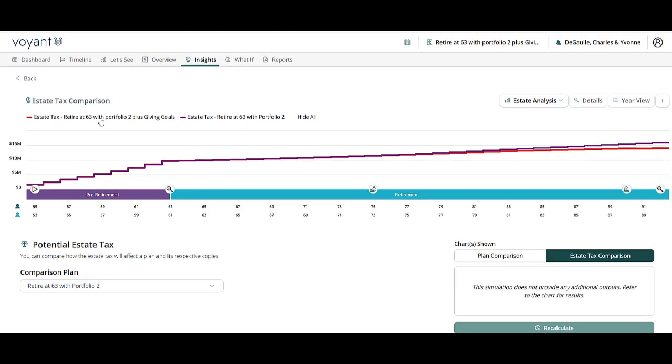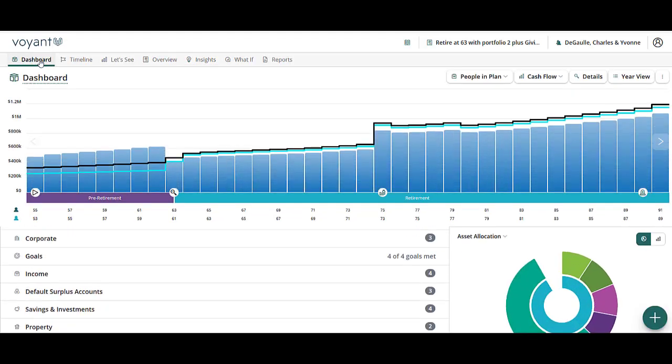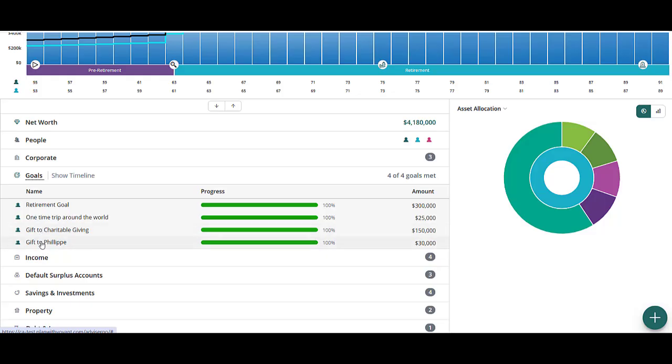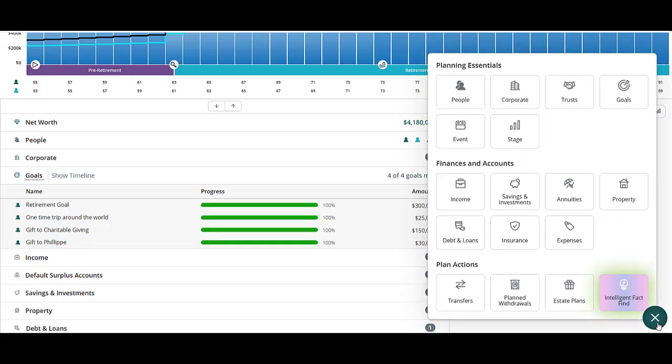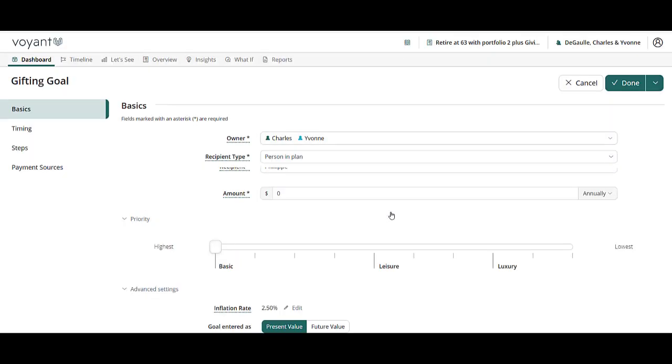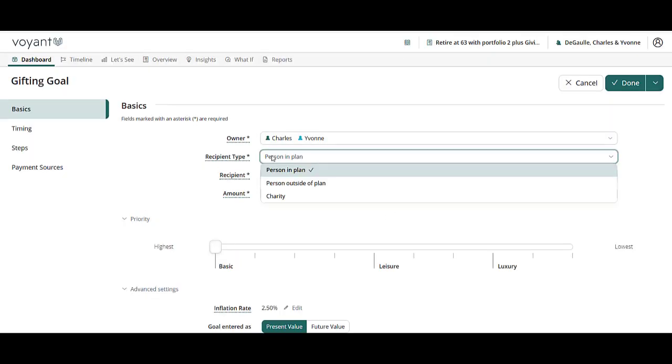And just to give you a little bit of an idea of what I've done here, going back to dashboard and going to goals, I've added some charitable giving in the goals section and some giving to their son Philippe. And you can do that via this plus button and going to goals, and we have a gifting goal here. So you can say whether or not it's to a person in the plan or to a charity, and the taxes will be applied appropriately.